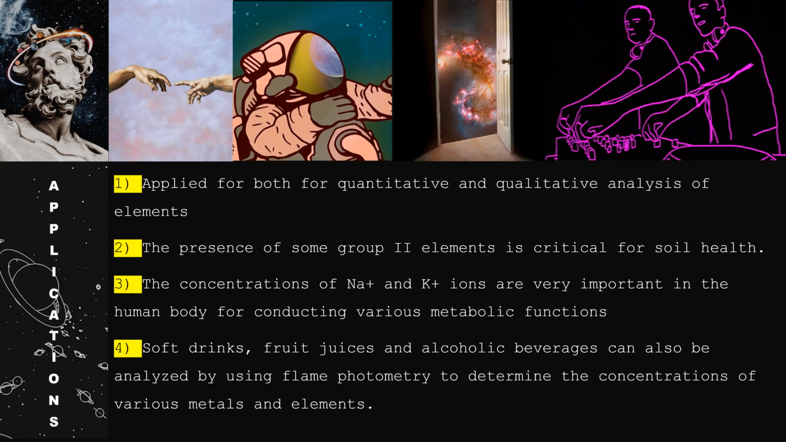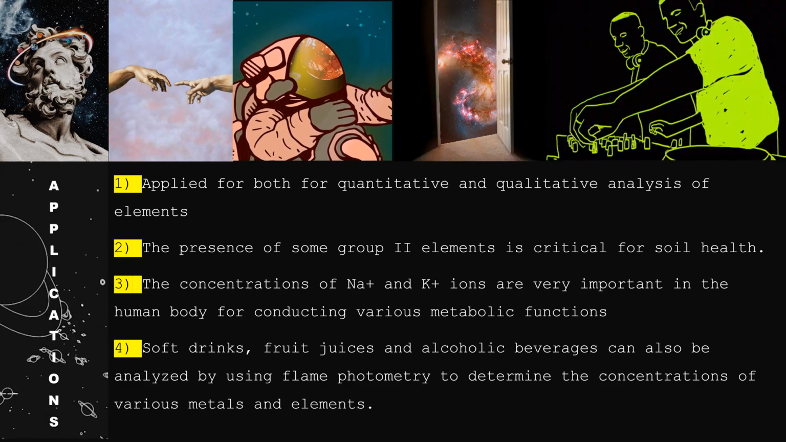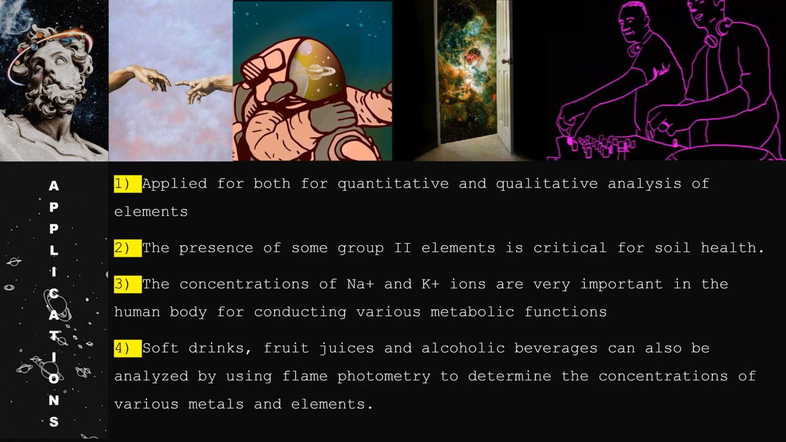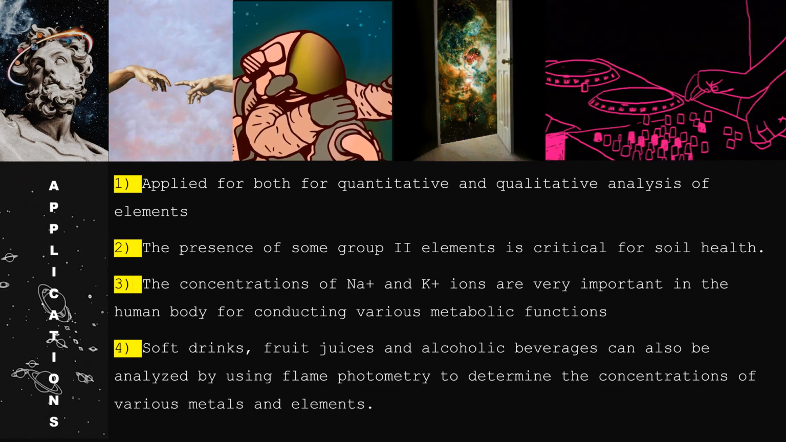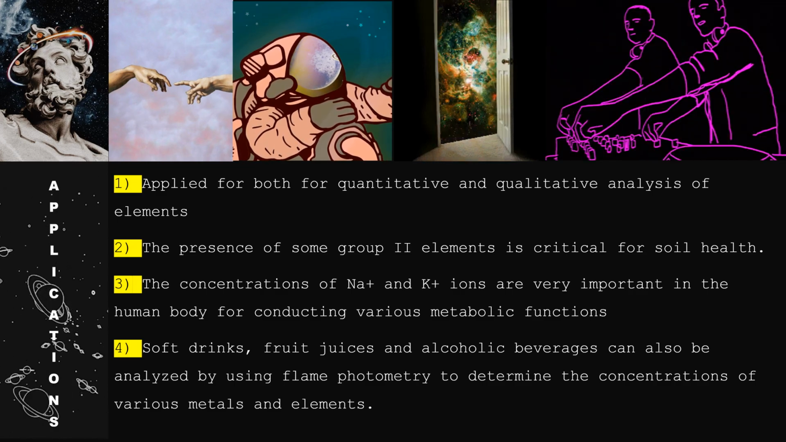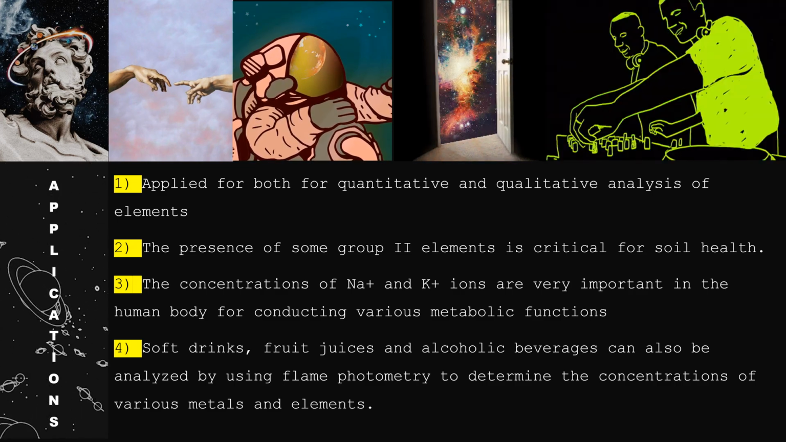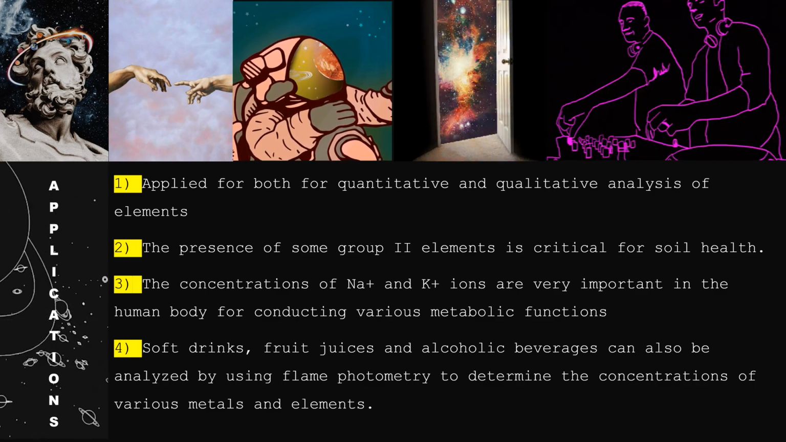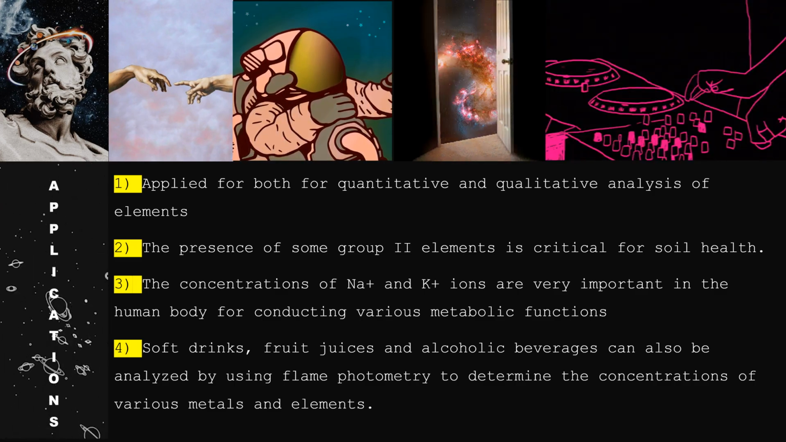Wow! Now, the fourth: the concentrations of sodium ions and potassium ions are very important in the human body for conducting various metabolic functions. Their concentrations can be determined by diluting and aspirating a blood serum sample into the flame.